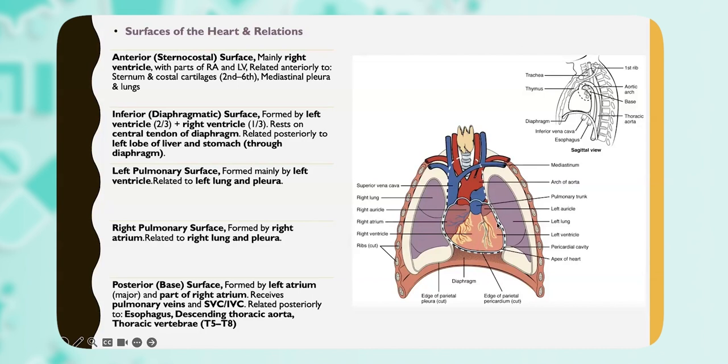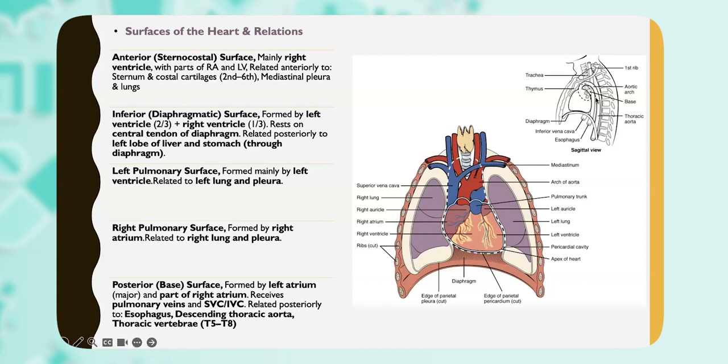The left or pulmonary surface is formed mainly by the left ventricle, related to the left lung and the pleura. The right pulmonary surface is formed by the right atrium, related to the right lung and pleura. And the posterior surface, or the base, is formed by the left atrium majorly, and part of the right atrium. It receives the pulmonary veins and SVC and IVC, and is related posteriorly to the esophagus.